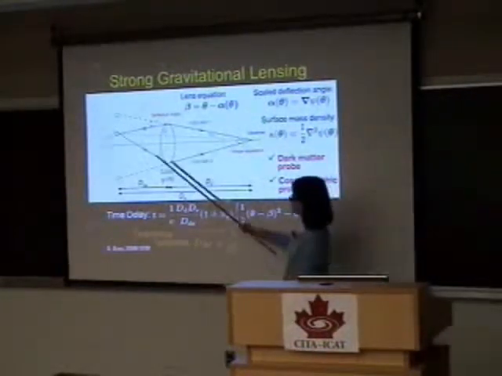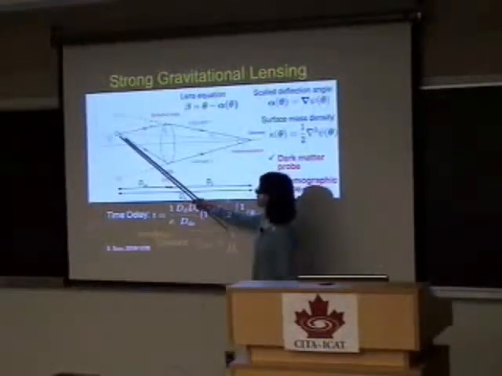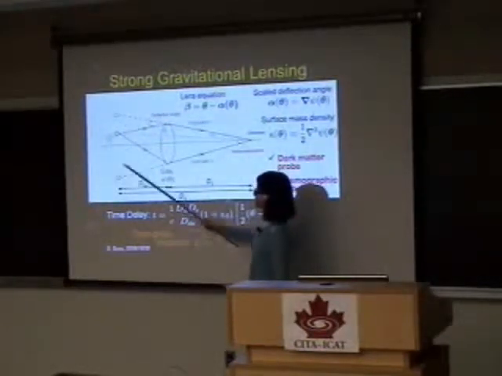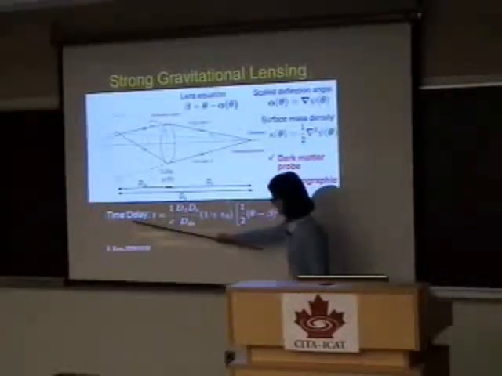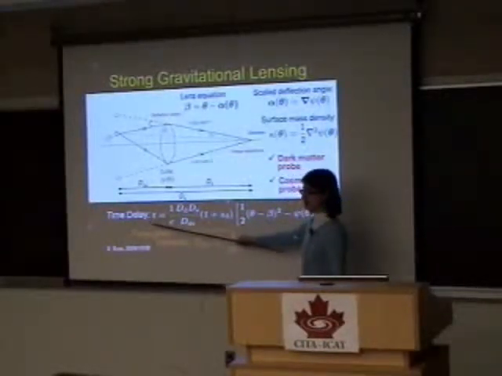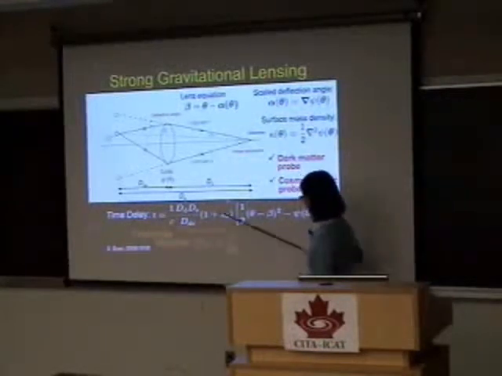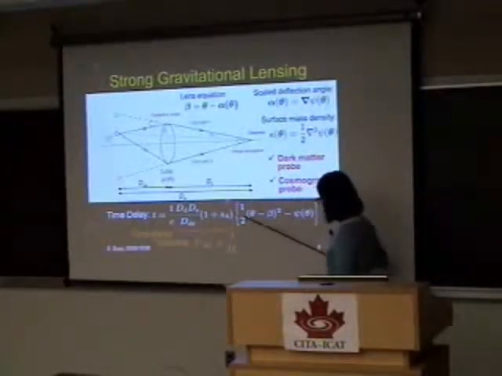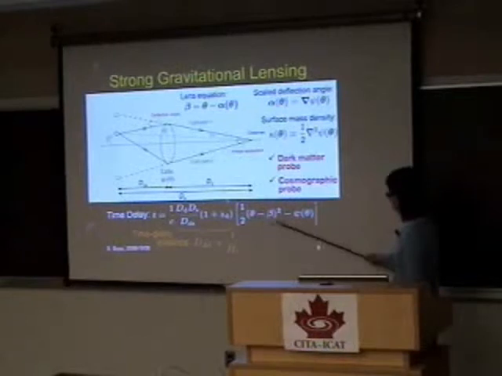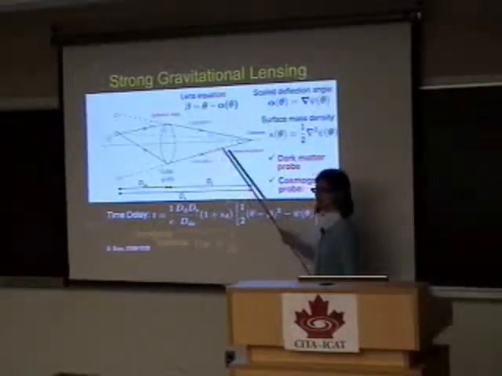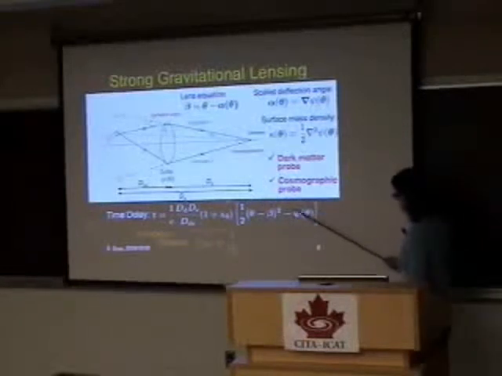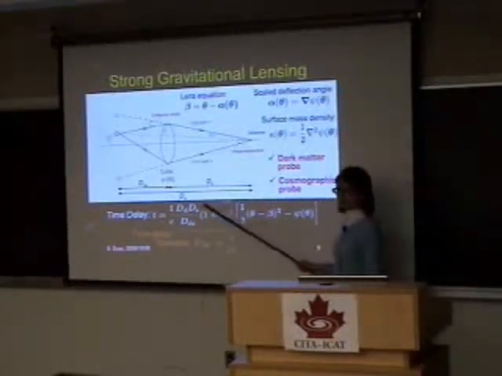In special cases where the source is time varying, we can see time delays between multiple images. The excess time delay relative to the case of no lensing is given here. There's some prefactor, and there's two pieces. There's a geometric part that's due to the path difference between the two light rays, and then a potential part that's due to the Shapiro effect.